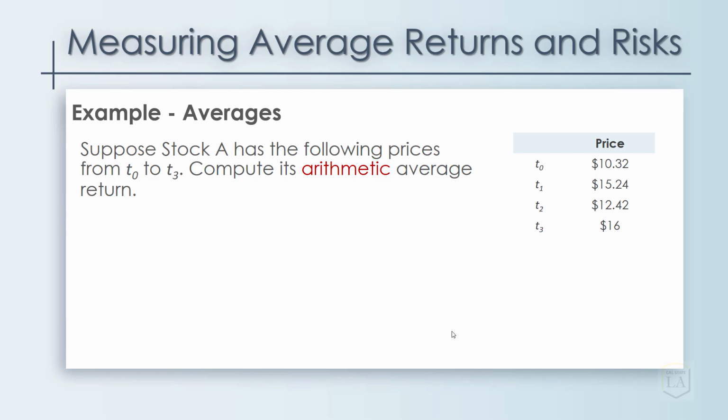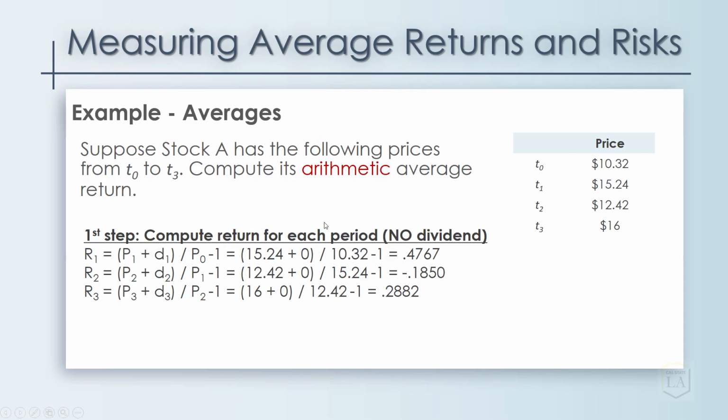So why don't we just do a simple exercise question together? Suppose stock A has the following prices, okay? Before the time period begins, it was 10.32. The first period, it was 15.25, then 12.42. And then finally, when the time period ends in year 3 or time 3, it's $16. Based on these price levels, you would like to figure out the arithmetic average return. Note that we are focusing on the return here, so how much returns over the time period. That would have to be computed first, okay?